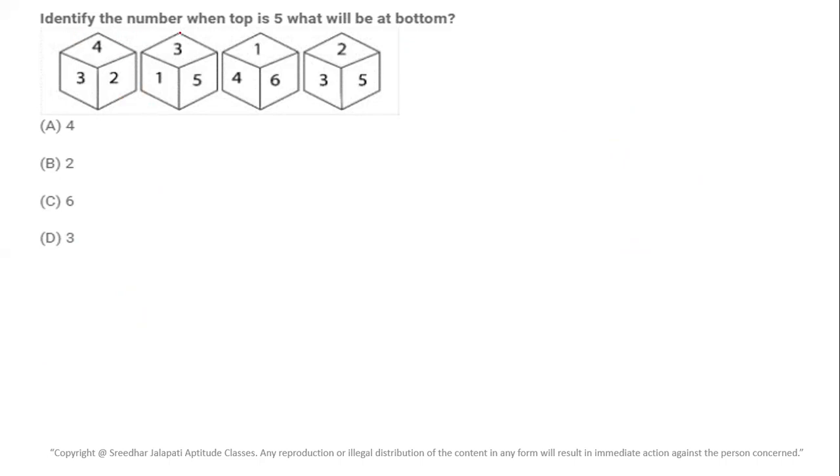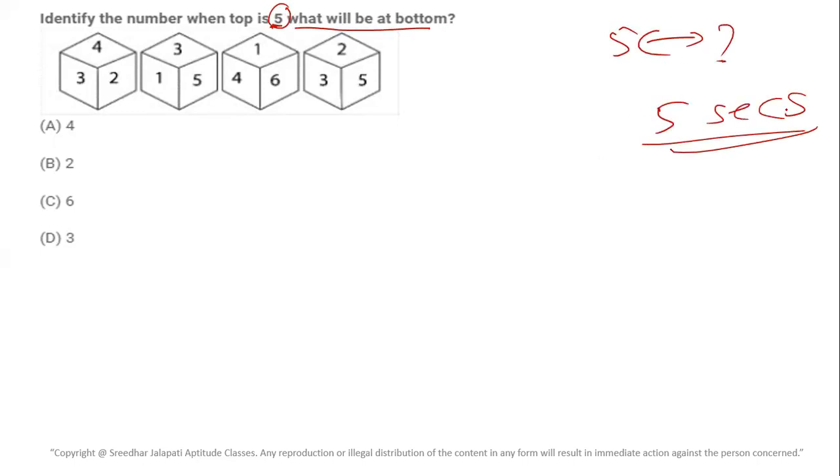Next question. Identify the number when top is 5, what will be at the bottom? When top is 5, what will be at the bottom? So you're asked to find the opposite to 5. I'll give you 5 seconds, quickly answer this. You're comfortable now, right? So you need to answer the question in a quicker manner than the time you used to take before watching the video.